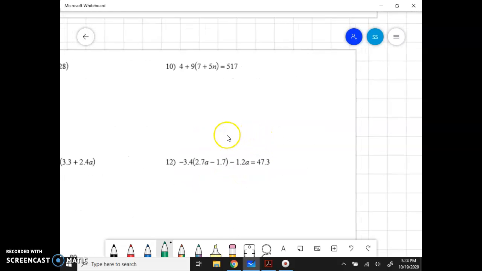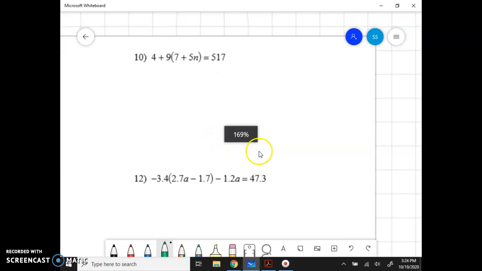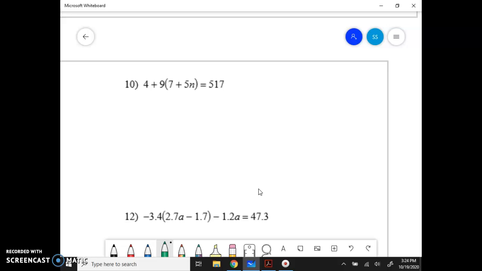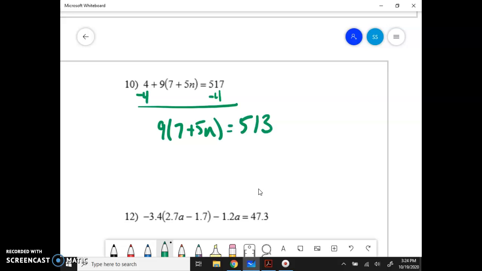Okay, number 10. We'll show you two ways to do this one as well. So number 10, we can first go ahead and subtract out this 4. Subtract out the 4. And we're left with 9 times 7 plus 5n is equal to 513. Okay, and now I can go ahead and distribute.